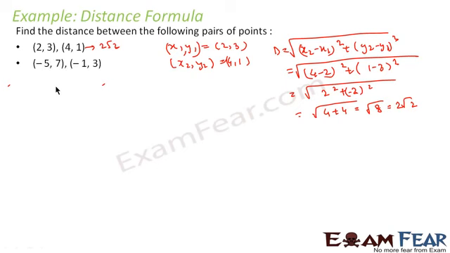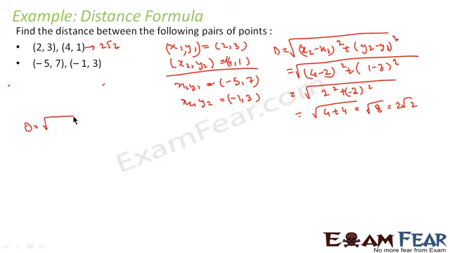Let's take one more point, minus 5, 7 and minus 1, 3. So let's solve this way. x1 y1 is minus 5 and 7, and x2 comma y2 is minus 1 and 3. Correct? So again, let's apply the same formula. D is nothing but root over x2 minus x1 square plus y2 minus y1 square. Correct?